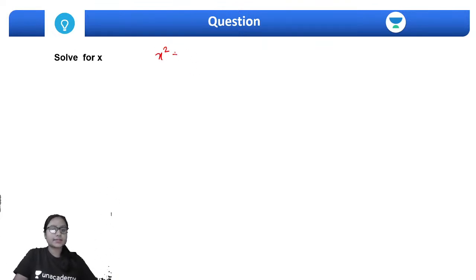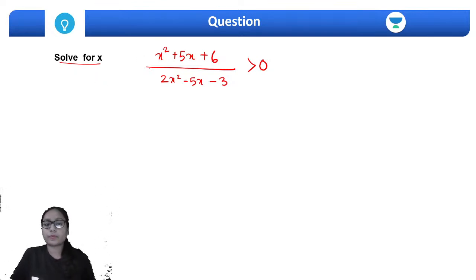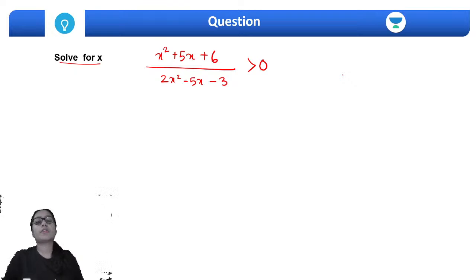It is given that (x square plus 5x plus 6) upon (2x square minus 5x minus 3) is greater than 0. Now this is the inequality we have to solve for x. We have to find the values for x. The way to approach such questions is to solve the numerator first. Get the values of x for the numerator, then get the values of x for the denominator, then find the intersection of the values.